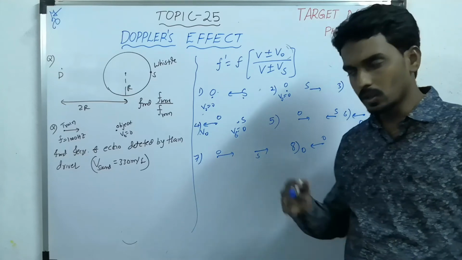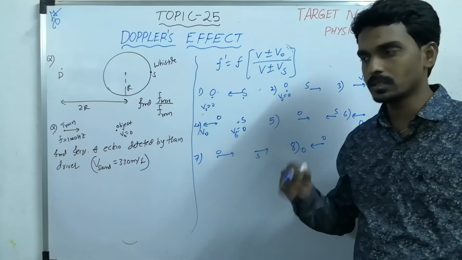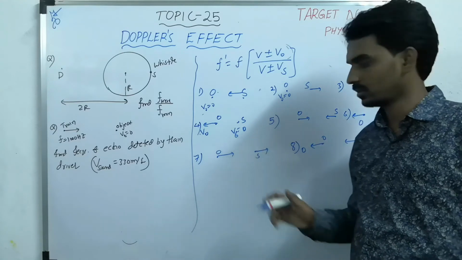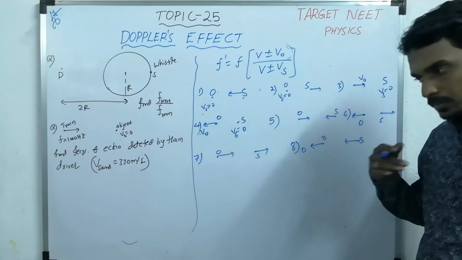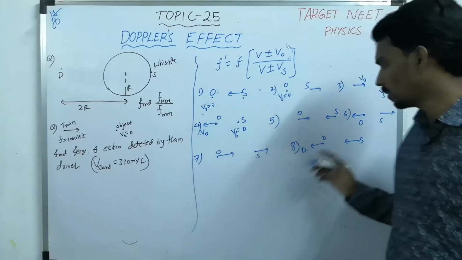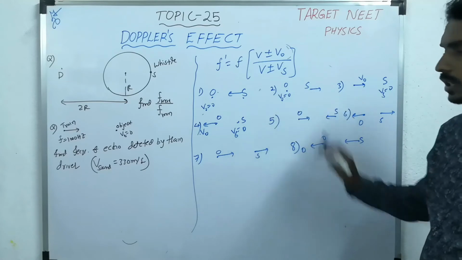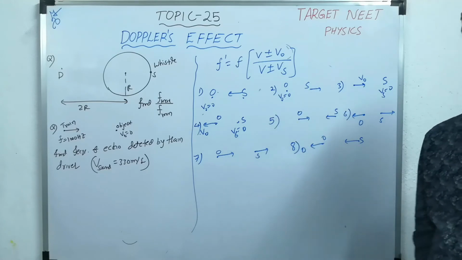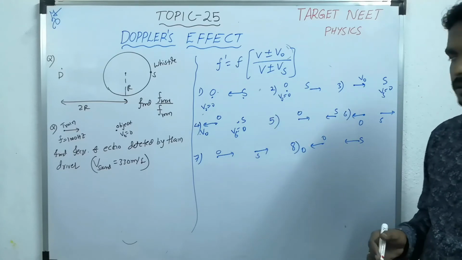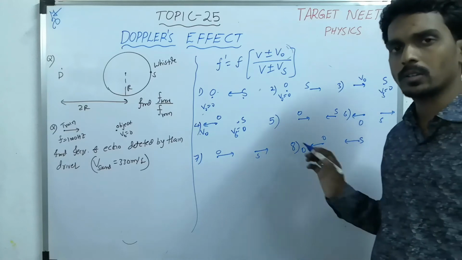Like this case, you are running behind the bus and the bus is blowing its horn, and here the bus is coming behind you and blowing its horn. So these are two kinds of cases. So in total there are 8 cases. Take any case, think logically and try to make the formula.